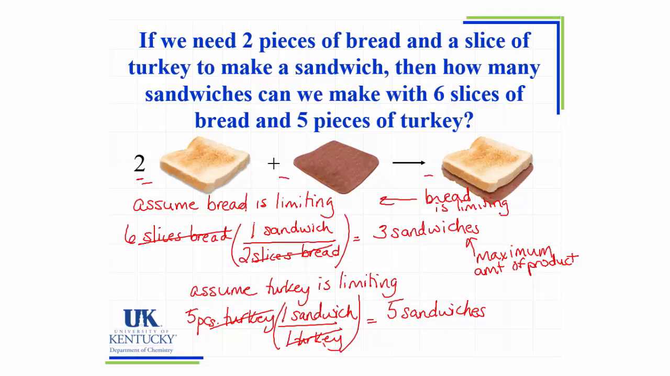Because I run out of bread before I run out of turkey, it is going to limit the amount of product that I can form. And that's easy to see when I look at my 2 assumptions, my 2 calculations, and see that if bread is limiting, I can make 3 sandwiches. If the turkey is limiting, I can make 5. And so the lesser amount will always determine which reagent is the limiting reactant.